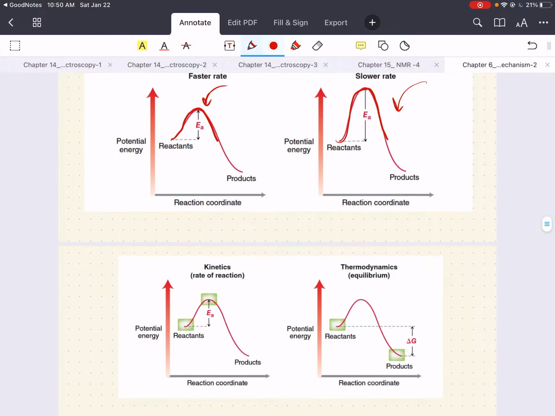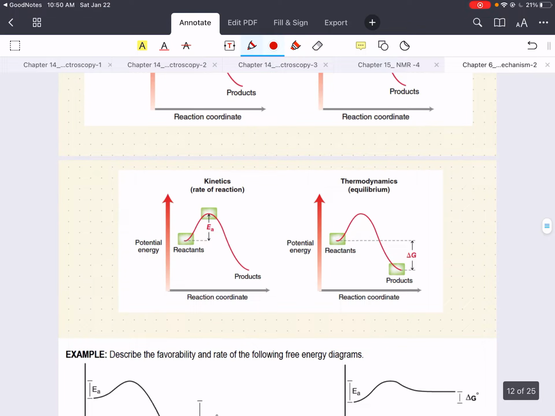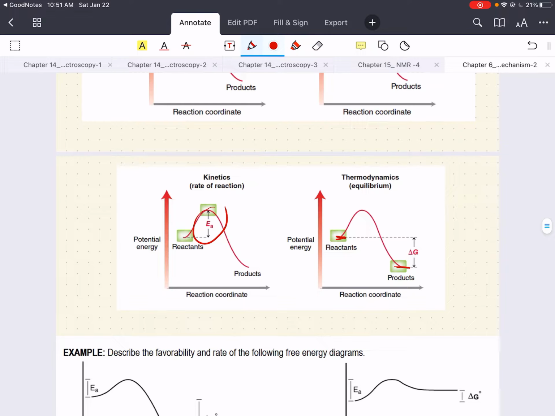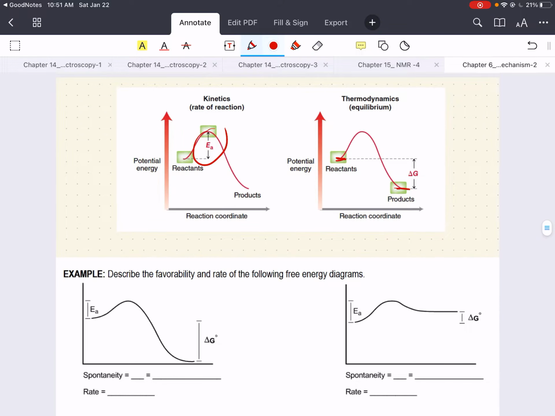Now, this next graph right here is going to help us compare thermodynamics and kinetics. Kinetics refers to the rate of the reaction, while thermodynamics refers to the equilibrium concentration of reactants and products. So your kinetics is the rate of the reactions. It's really affected by the activation energy, which is going to tell us a lot about how fast or slow. The equilibrium of your reaction is more foretold by the difference in your reactants and products. If delta G is negative, your reaction is spontaneous. If your delta G is positive, it's not spontaneous.